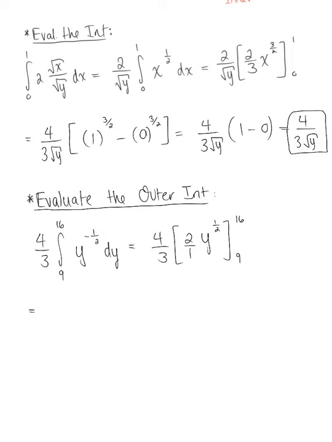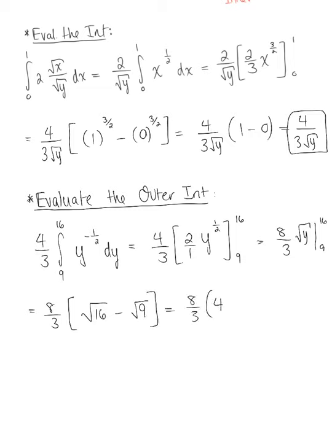So this is going to be equal to, and again, actually, we might want to rewrite this one more time for good luck. I have 8 by 3 times the square root of y from 9 to 16. So this will be 8/3 multiplied by the square root of 16 minus the square root of 9. So I have 8/3 multiplied by 4 minus 3, which gives us 1. So we have 8/3 times 1, which leaves us with a beautiful final answer of 8/3.